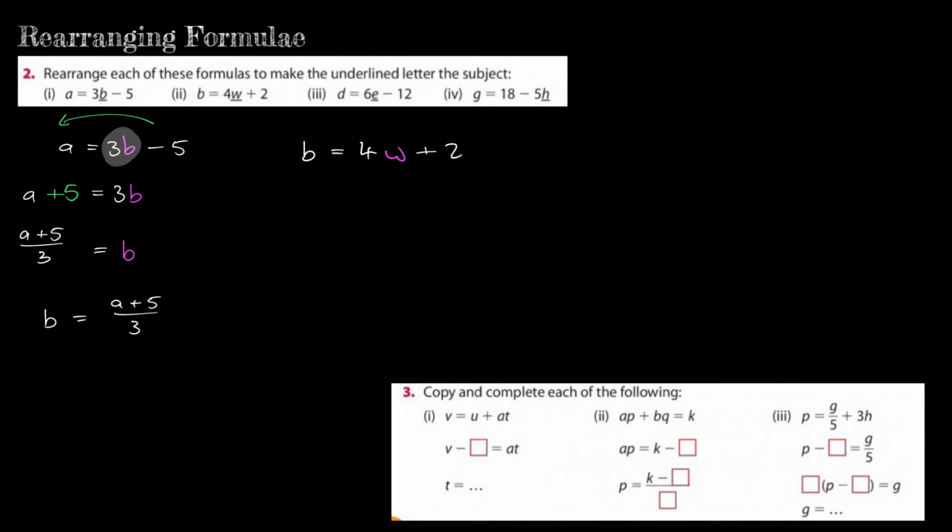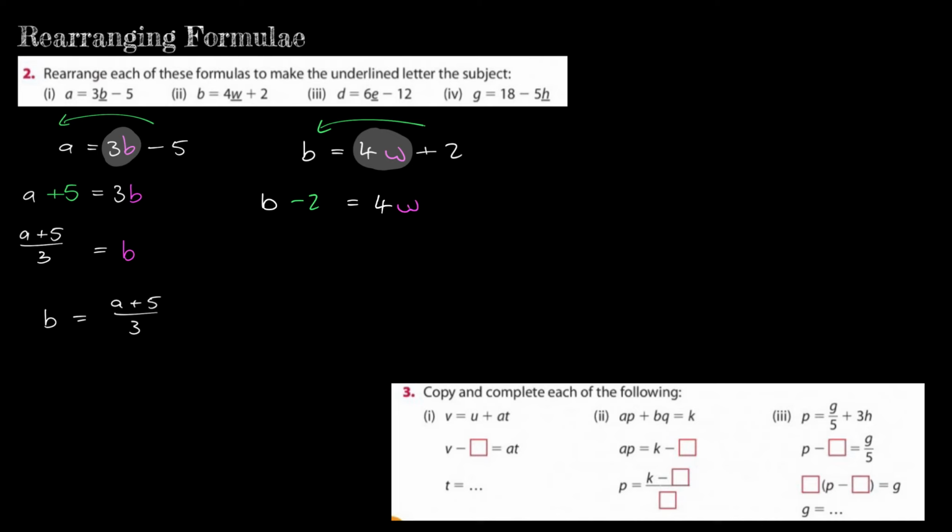Again, we want to get W by itself. So we need to get rid of whatever's attached to it. And what's attached to it in this case is the plus 2. So I'm going to get rid of that plus 2. And how I do that is I get the inverse to plus 2, which is minus 2. So B minus 2 is equal to 4W.